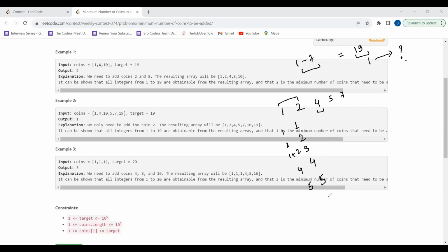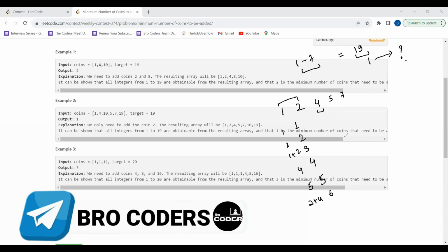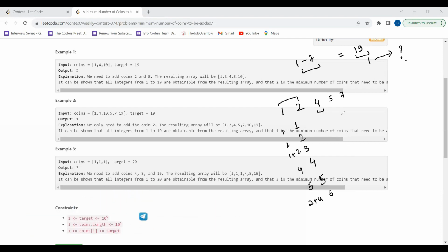2 plus 4 or 5 plus 1, we can form 6. Can we form the sum 7? Yes, because there's an element 7 itself. We can take that and our sum will be 7. Can we form the sum 8? Yes, 1 plus 7. Can we form the sum 9? Yes.